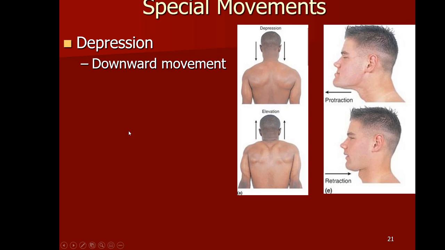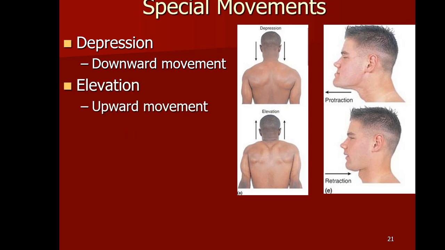So special movements, we have depression versus elevation. Just has to do with upward or downward movements. So depression, some examples we have, like the shoulder girdle, pulling your scapula down would be depression of the scapula. Pulling it up would be elevation. You could do the same thing with the mandible. So if you close your mouth, the mandible comes up, that's elevation. If you drop your mandible down, that would be depression.